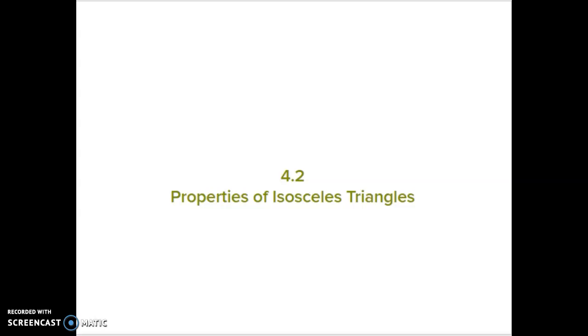All right, 4.2 is all about isosceles triangles. I know a lot of you already know some things about isosceles triangles, and maybe nothing today will be new to you, but we do have to go through it because we do have a few new conjectures.